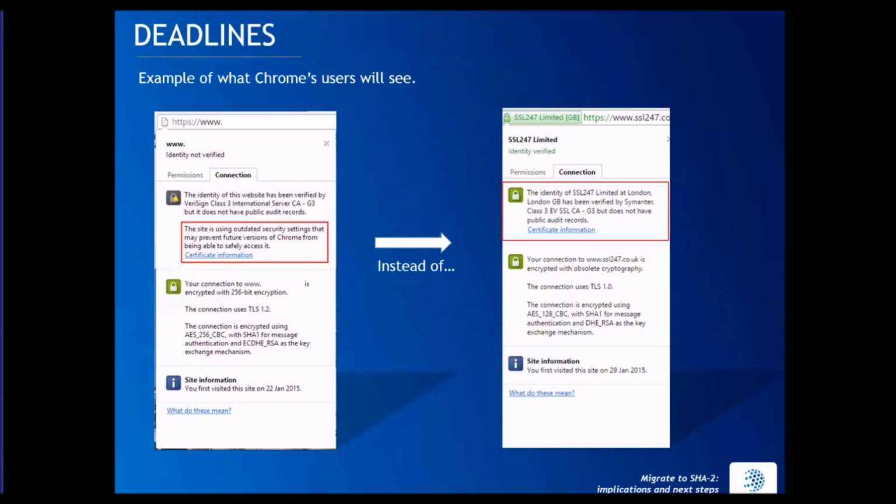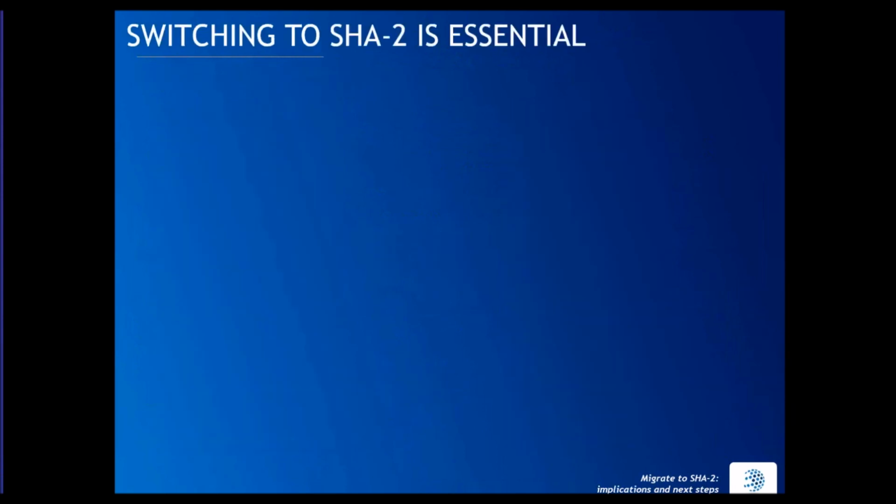Now, here is an example of what Chrome users will see. On the left-hand side, if your certificate is still in SHA-1, you will see that the site is being used with an outdated security setting that may prevent versions of Chrome from being able to safely access it, instead of seeing what SSL247 has on their website, which is in SHA-2 format.